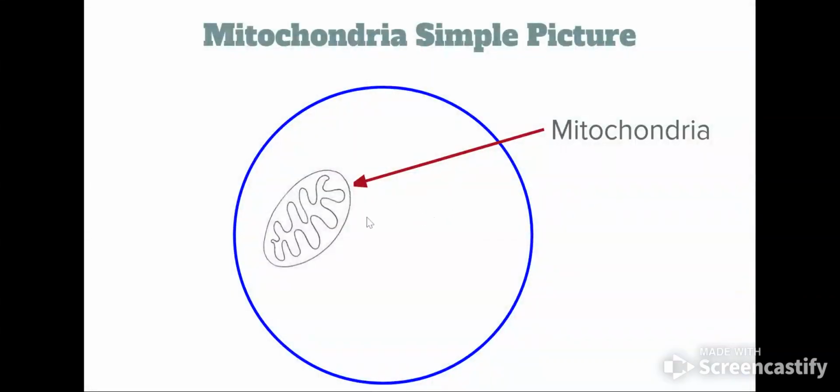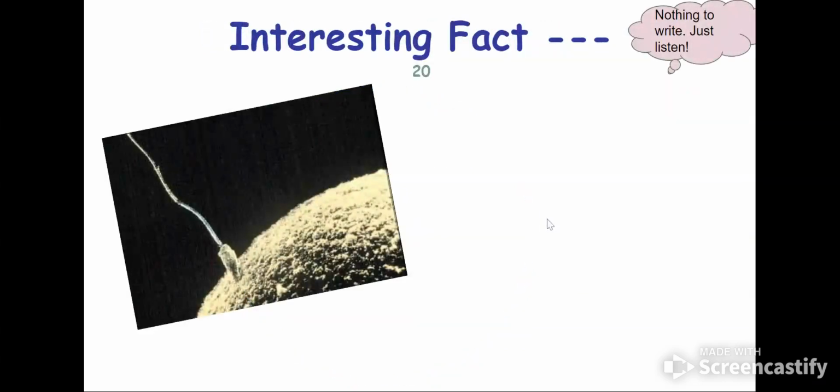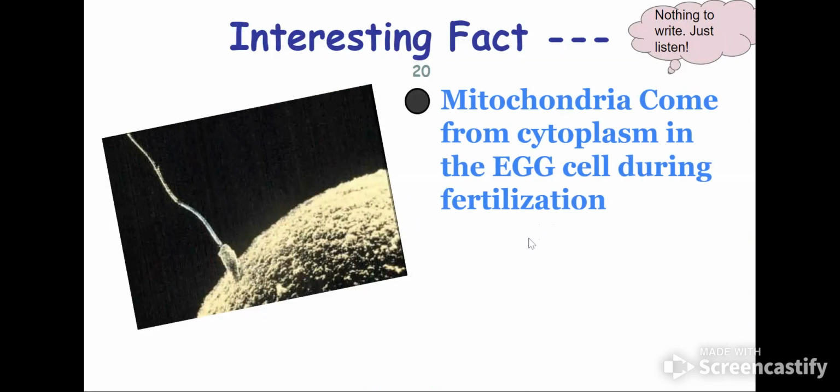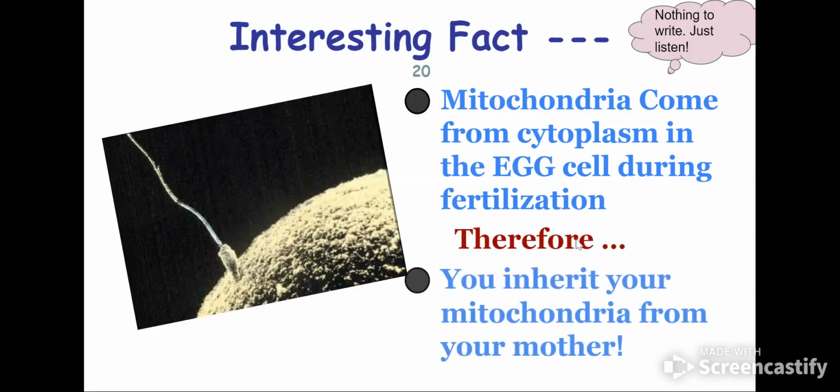Sample picture, you've got your cell. You've got an oval with a bunch of little squigglies. It almost looks kind of like a little slipper. And again, nothing to write here, just listening. So mitochondria come from cytoplasm in the egg during fertilization. So that means all of the mitochondria you have, you actually got from your mom, not your dad.